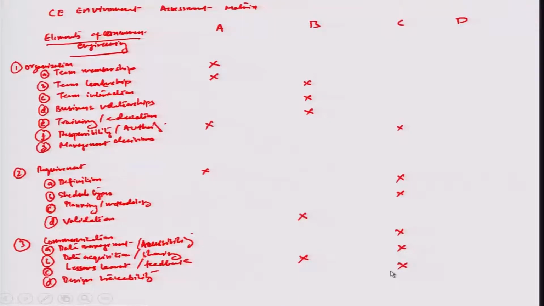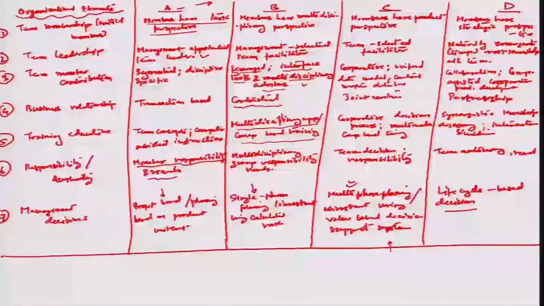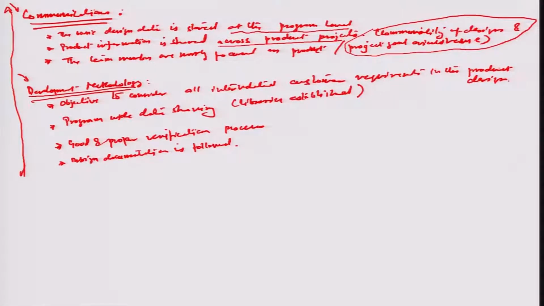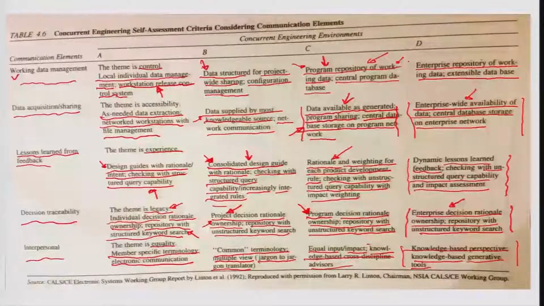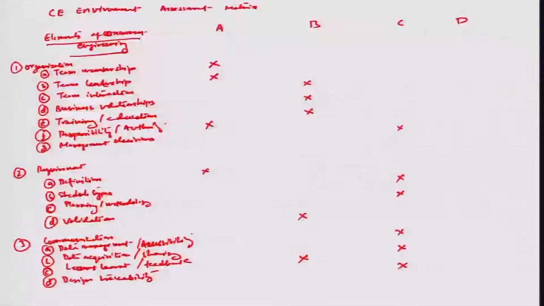In this particular case, in the organizational aspects, obviously there is some kind of communication of design and project goal oriented reuse of the data. And so when we look at traceability issues, we are talking about a program decision rationale ownership and a repository with unstructured keyword search which is available program wide. So again, that is where the level of the current organization seems to be.